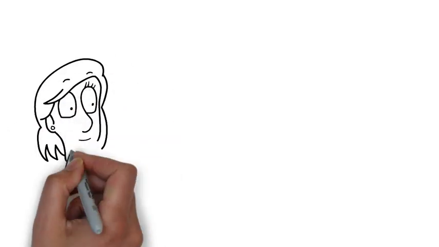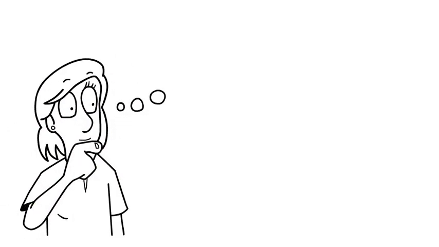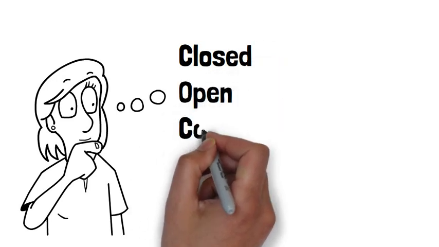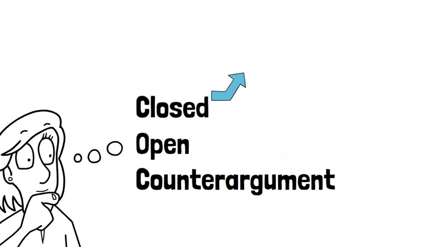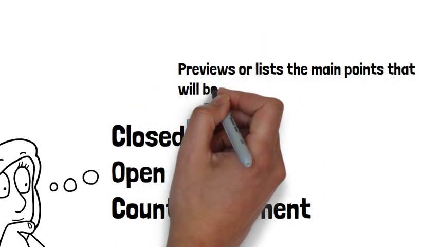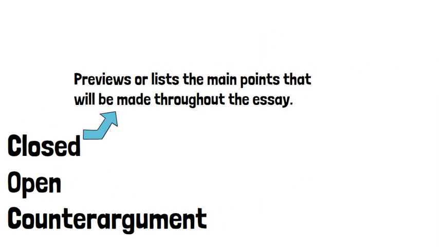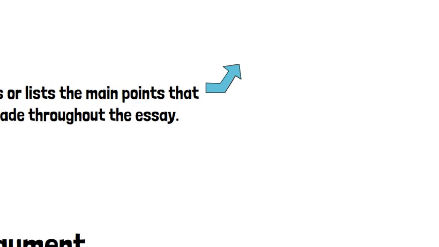There are three main types of thesis statements in argumentative essays: closed, open, and counterargument. A closed thesis statement previews or lists the main points that will be made throughout the essay. Here's an example of a closed thesis.